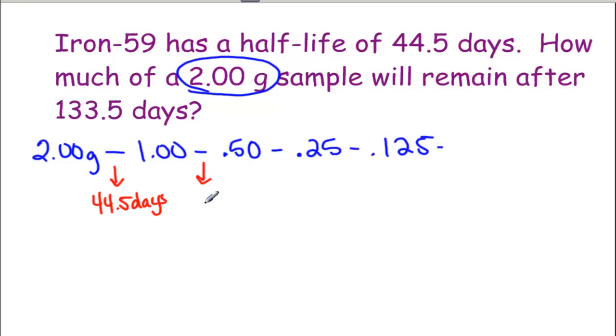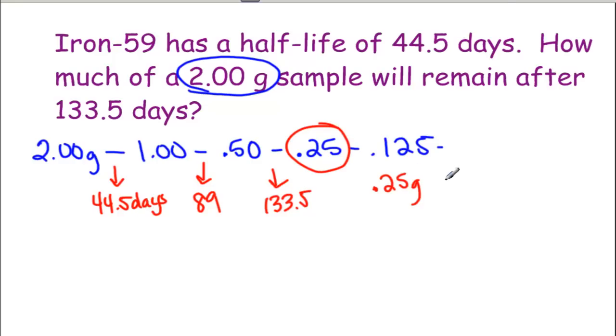So here, that's going to be 89 days. Here is going to be 133.5 days. So we've gone through 1, 2, 3 half-lives. Each dash is a half-life. So that means that after 133.5 days, we're going to have 0.25 grams of sample remaining.